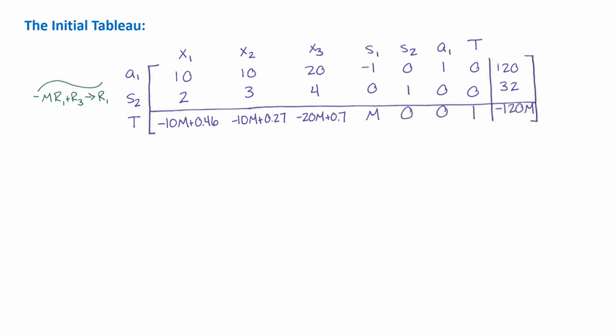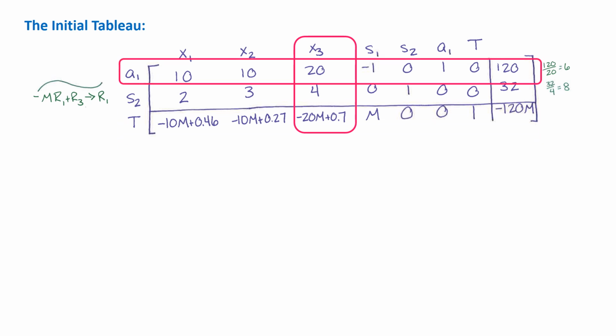So let's perform the simplex method. We choose the most negative number in the bottom row to the left of the objective column. In this case, that's negative 20M plus 0.7. So the pivot column is column 3, which makes x3 the entering variable. Now, in that pivot column, both the 20 and the 4 are positive, so we're going to compare the quotients to decide which would be our pivot row. So 120 over 20 is 6, 32 over 4 is 8, so that means that row 1 is the pivot row.